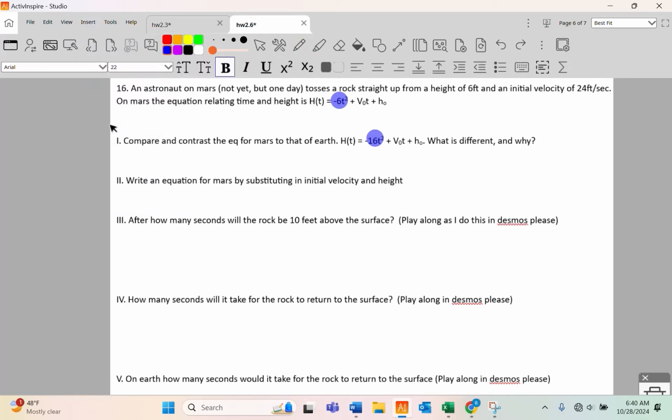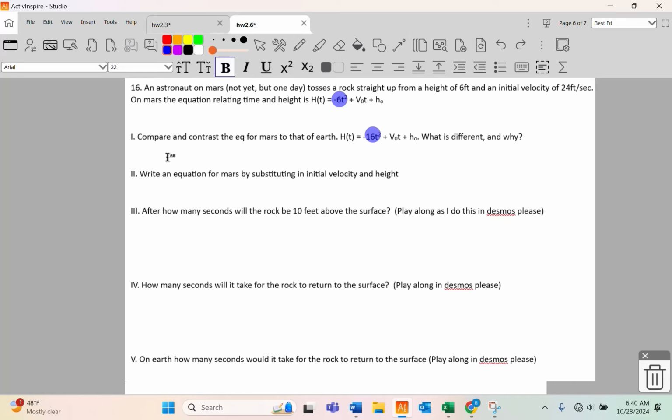Earth has higher gravity. The first part of the equation, the negative 6t squared and negative 16t squared, they deal with the pull of gravity. Now, Earth has a higher gravity. So it's going to pull things down faster. So that's the difference. All right, write an equation for Mars by substituting in the initial velocity and the height.